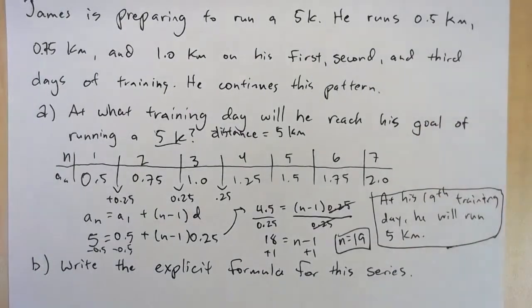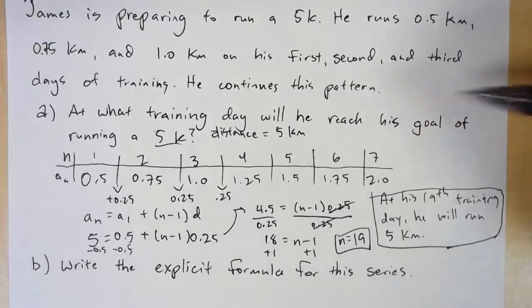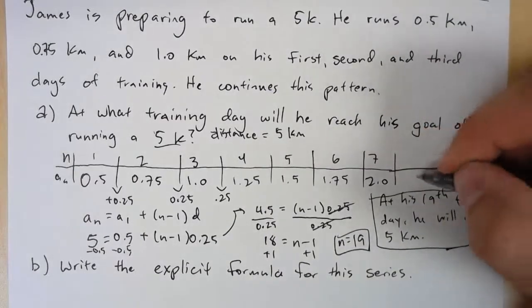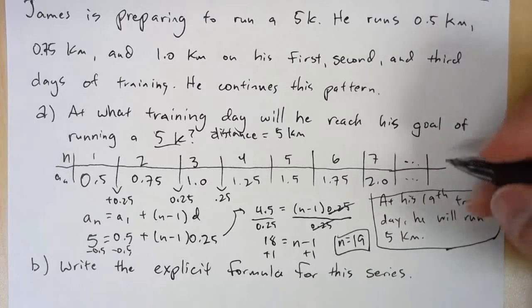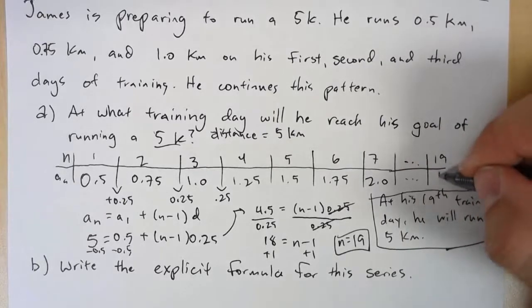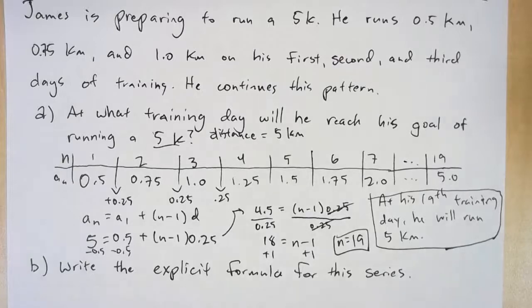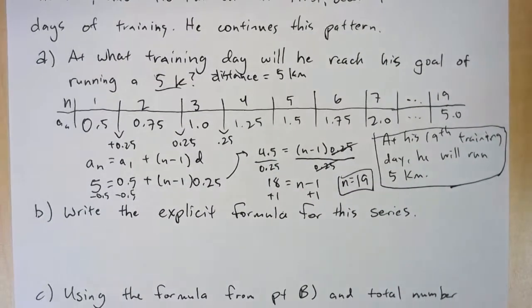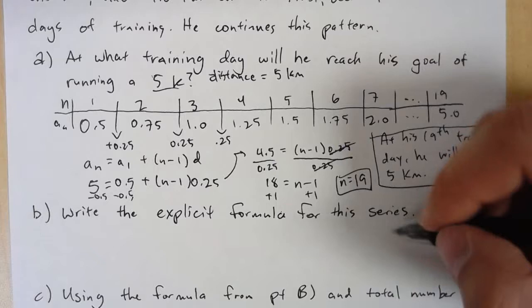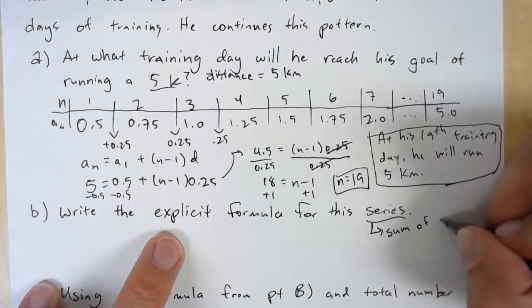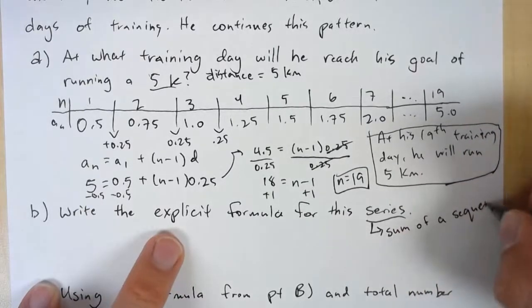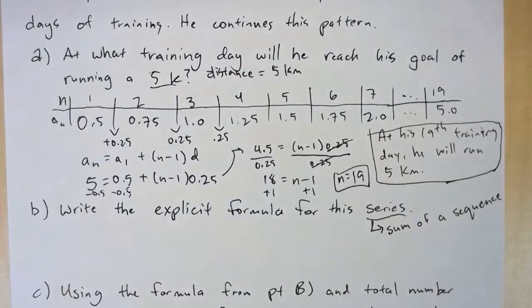This is something we've already been doing, a little bit of review. We just wondered, when are we going to get 5.0 for our final run? 19 days gives us 5.0. Okay, so write an explicit formula for this series. Here's the key thing to pay attention to: a series is the sum of a sequence. That's all a series is. If you have a bunch of terms, you just add them together.